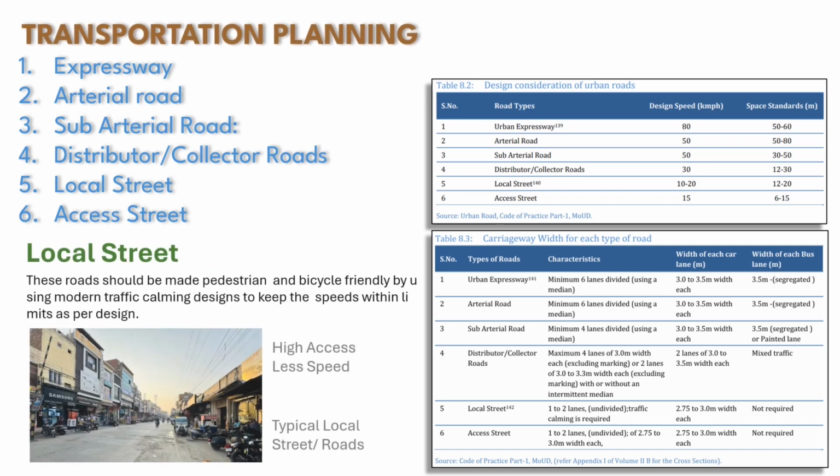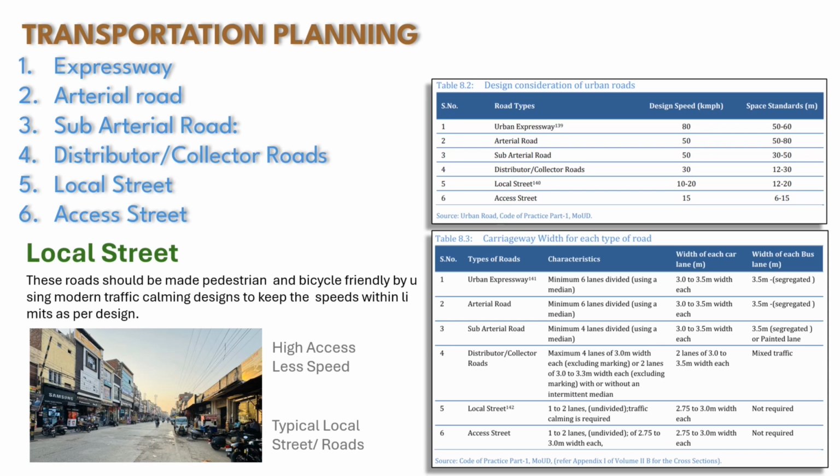Fifth is local streets. As these roads are in lower hierarchy, they are more accessible, hence should be made pedestrian and bicycle friendly. They have design speed of 10 to 20 km per hour with road width varying from 12 to 20 meter.